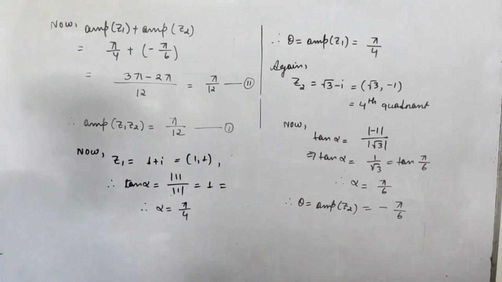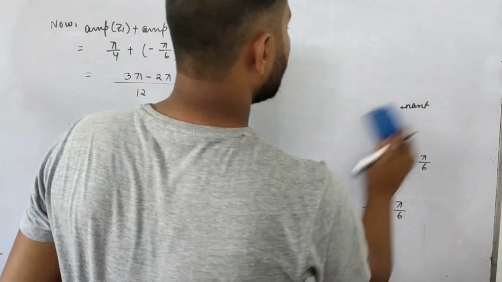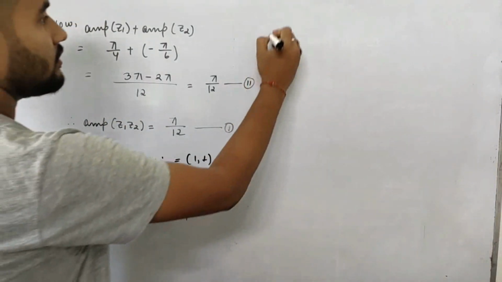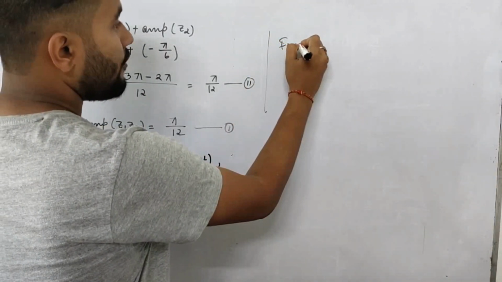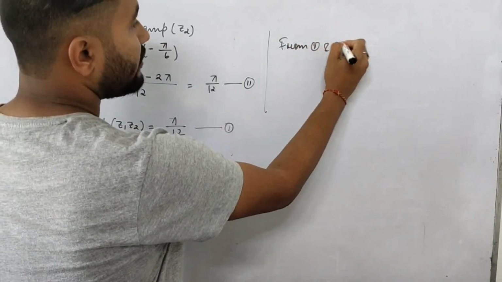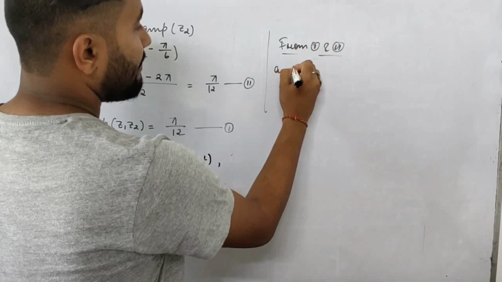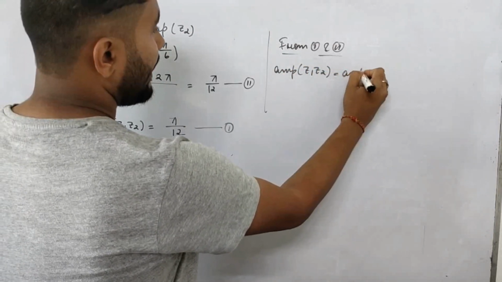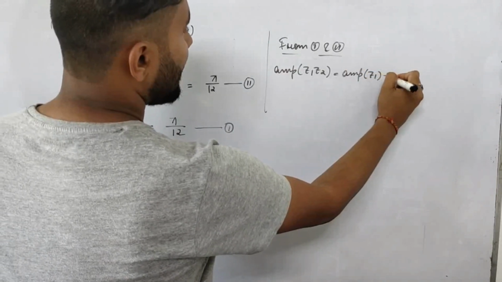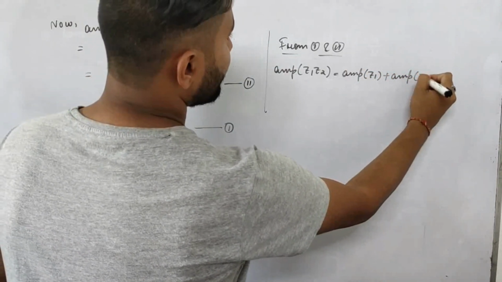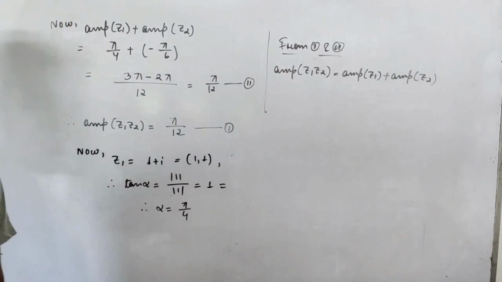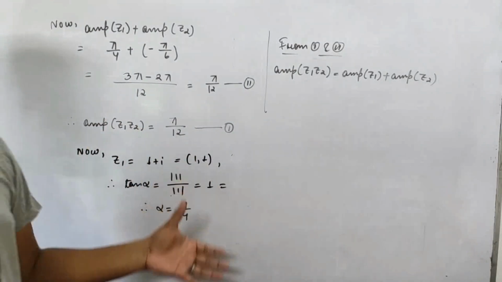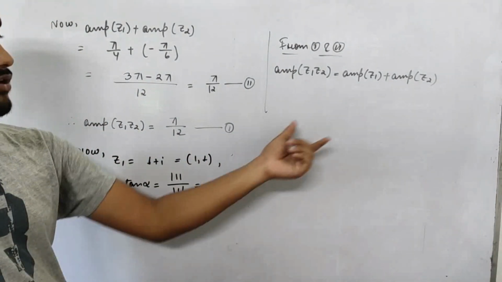Now what can we say from 1 and 2? Simple, you can write the answer. From 1 and 2 we can say that AMP of Z1 Z2 is equal to AMP of Z1 plus AMP of Z2. This is the answer. So very simple. When the values of Z1 and Z2 are given, it is very easy to find out. This was a little bit complicated because of that part.